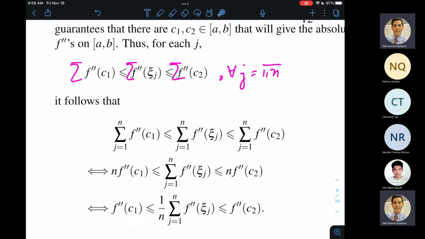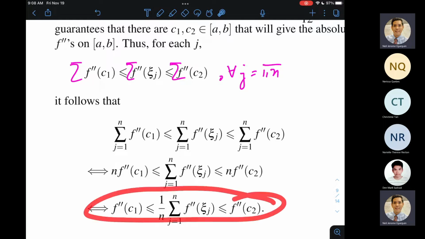And then f double prime of C1 is constant with respect to j. Constant, so it comes out of the summation. So we just have f double prime of C1 times the summation of 1, j going from 1 to n. You have n summands, so this summation can be simplified as n times f double prime of C1. The same goes for the one on the right, I just added n of f double prime of C2. So the sum would be n times f double prime of C2. And then we can divide both sides by n and get this.